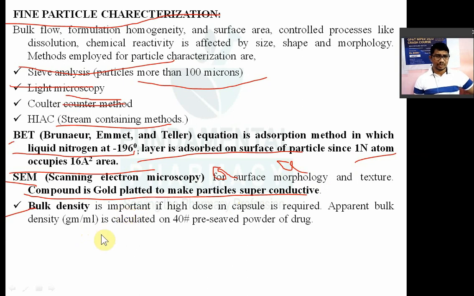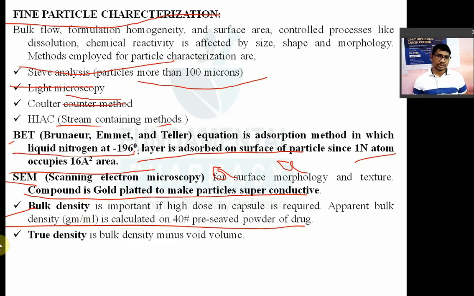Bulk density is very important because a high dose of capsule is required. In case of high dose of capsule, तो कैप्सूल में उतना आना चाहिए. Apparent bulk density, gram per ml, is calculated on a 40 mesh passed powder. कैलकुलेट कैसे करते हैं? पहले तो जो पाउडर है वो 40 mesh से पास करना है. जो नीचे पाउडर आएगा आपको उसके ही ऊपर उसका वॉल्यूम एंड मास मेजर करना है. और मास अपॉन वॉल्यूम क्या होगा? Density. True density, we have seen this. Bulk density minus void volume.